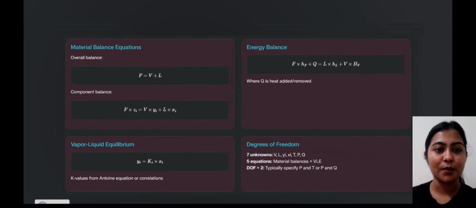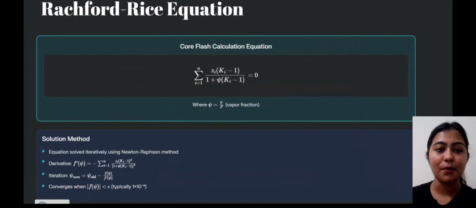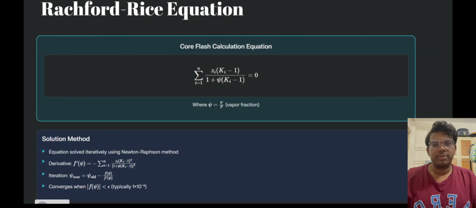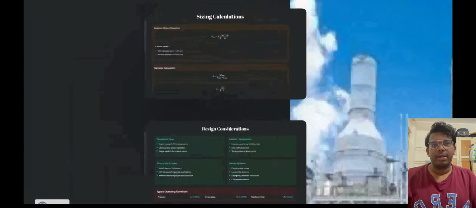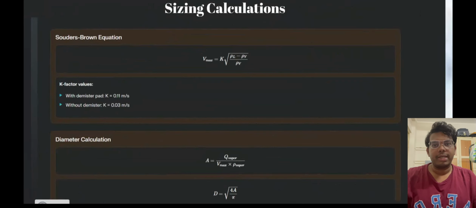The Rachford-Rice equation is the mathematical equation required for all flash calculations. This equation cannot be solved analytically, so we use the Newton-Raphson method or any other numerical method for convergence. Once we determine the vapor fraction, we calculate all the phase compositions one after another. Sizing uses the Souders-Brown equation for maximum vapor velocity. The K factor is crucial. Also, as you can see, the K factor is 0.11 with demister pads and only 0.03 without them. This is why demister pads are always included. We then calculate area and diameter systematically.